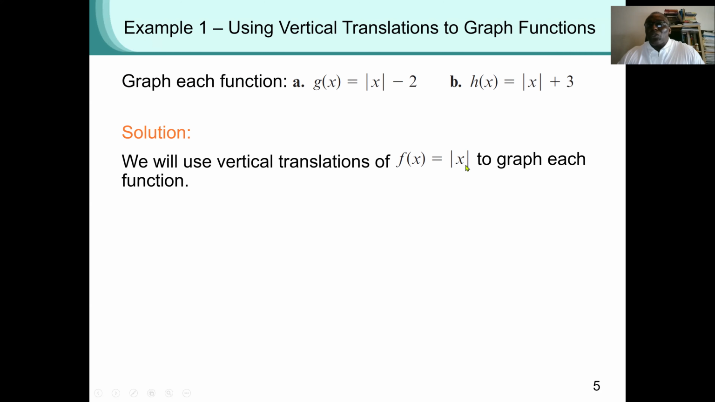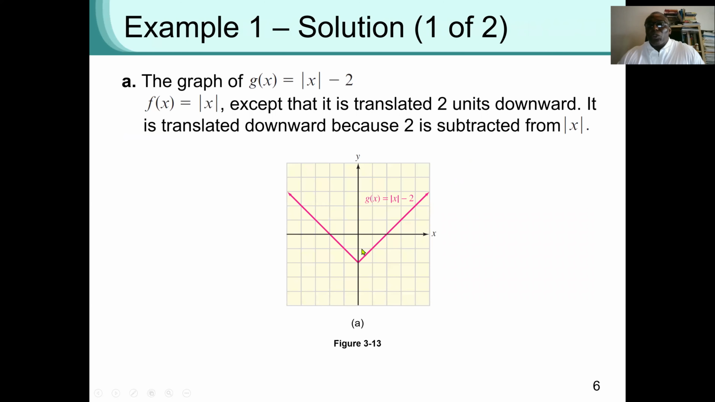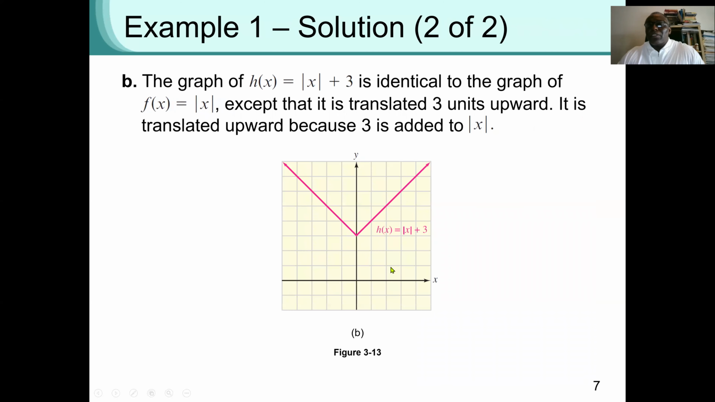So that is the first function. I'm going to find the absolute value of x, and this is what we get. For absolute value of x minus 2, we translate negative 2, so it goes down 2 units. We know g of x equal to absolute value of x starts at 0, the origin, but minus 2 will translate it downward 2 units. And in the second example, we have plus 3, so it will translate up 3 units. So 1, 2, 3 upward because it's positive.